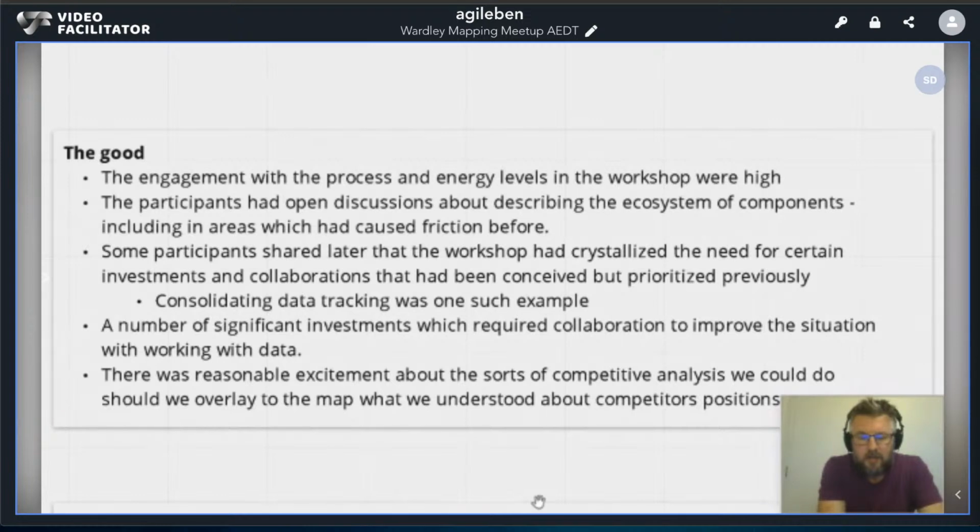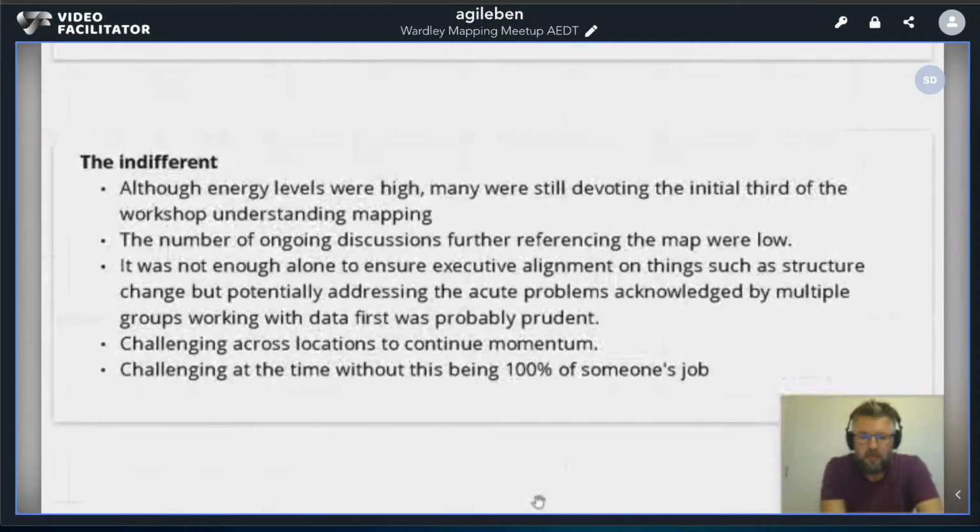I mentioned the competitive analysis that generated some excitement of going, well, hang on a second, we've got this understanding, and now we can overlay some things and see where we start making choices in terms of where we might invest or where we might leave some things to an off-the-shelf product solution. So those were the positives.